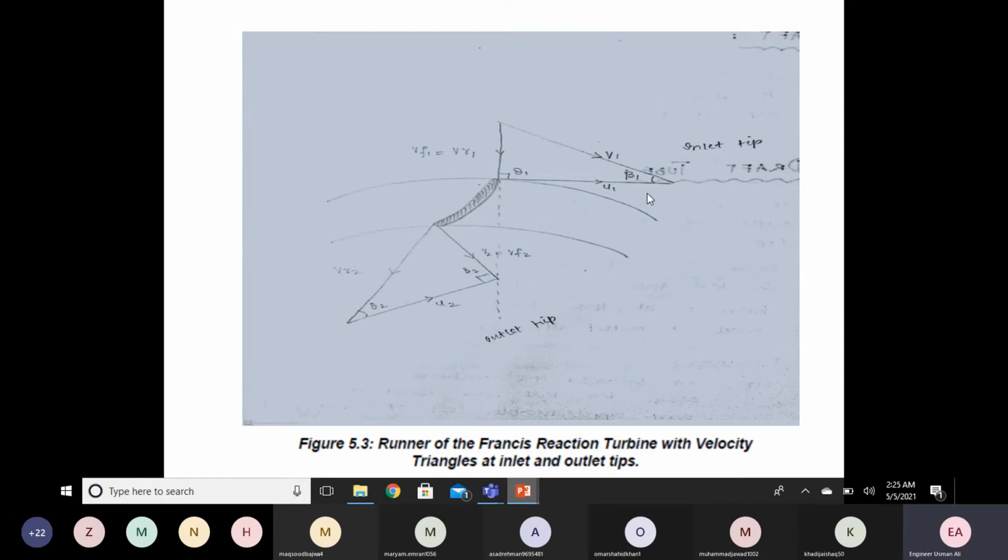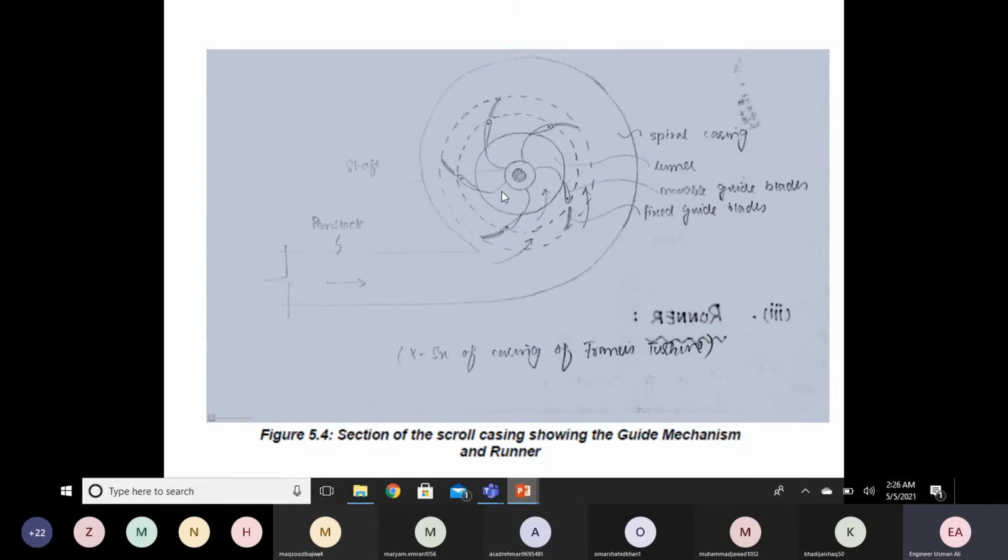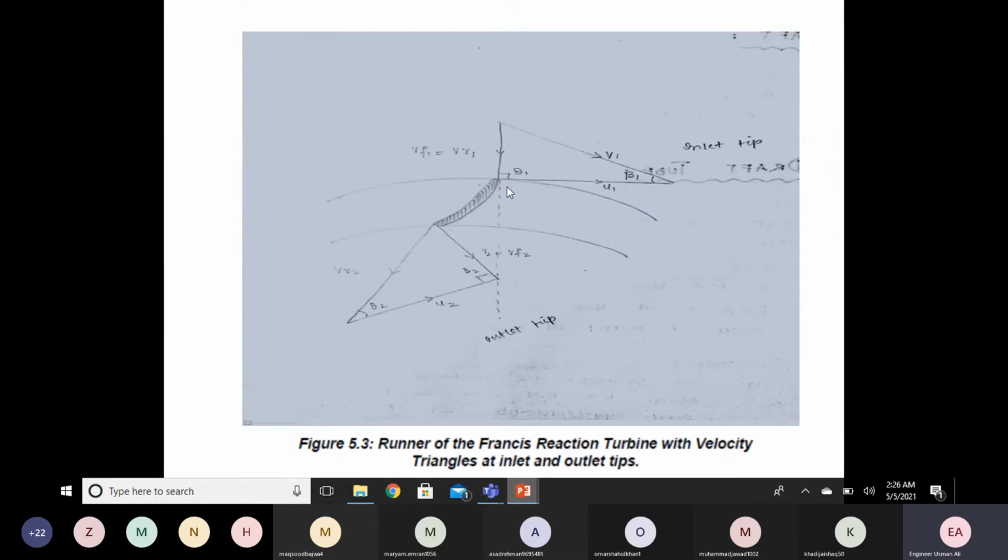Beta 1 is the guide vane angle at inlet, and theta 1 is the blade angle at inlet, or vane angle at inlet. So VF1 is the velocity of flow at inlet, VR1 is the relative velocity at inlet, V1 is the absolute velocity at inlet, U1 is the blade or vane velocity at inlet, beta 1 is the guide vane angle at inlet, and theta 1 is the blade angle at inlet.